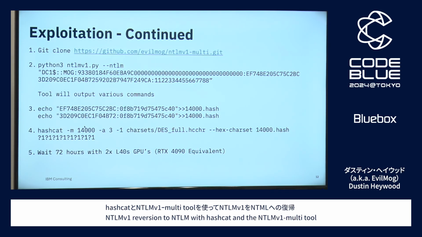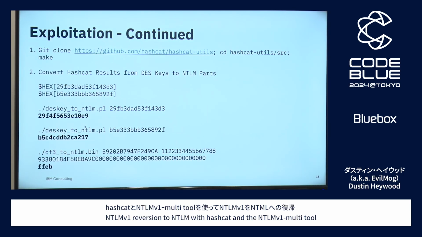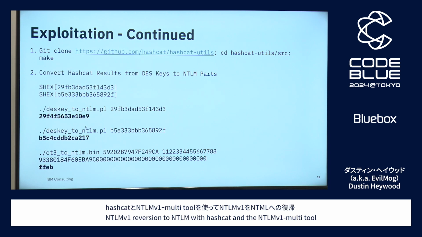This just creates the candidate file. Run hashcat using either Hashtopolis, run it manually, set it in the cloud, etc. In the case of 2L40Ss on IBM Cloud, which are RTX 4090 equivalents, it takes about 72 hours, maximum. Once you have the results of that, you'll clone down the hashcat utilities, in this case github.com/hashcat, hashcat-utils. You then pop into the source directory, you run make.